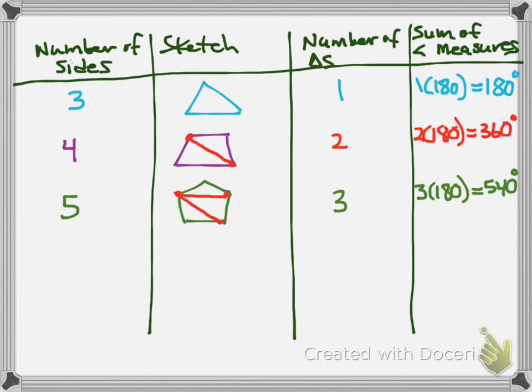Let's try a 6-sided figure. So that's our hexagon. And again, I'm going to pick one vertex, and I'm going to connect it to any vertex that's not adjacent to it. So here's one that's not adjacent to it. Here's another one. Here's a third one. So how many triangles did I form on that one? I had 4 triangles. So I have 4 times the 180. Can anyone tell me that one? 720 degrees. So here comes my big question.